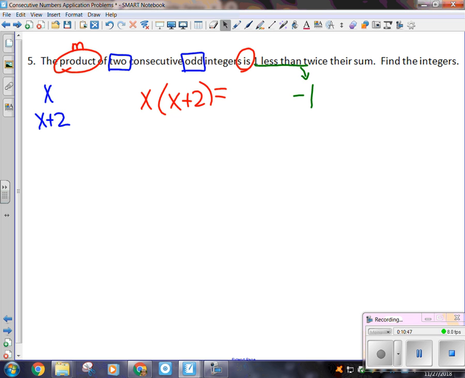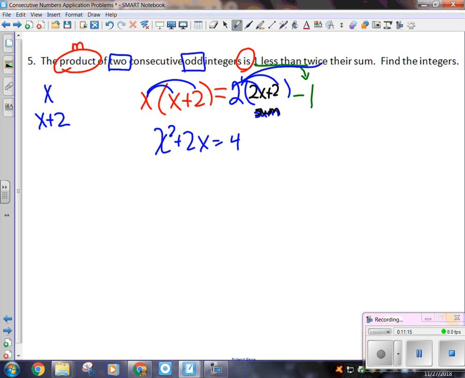Twice their sum. Twice, okay, their sum. So right here I need to sum them. Well, if I sum x and x plus 2, I believe I get 2x plus 2. That would represent the sum of the two numbers. Again, just taking it step by step, dissecting it apart, this is what I end up with. So x squared plus 2x, 4x plus 4 minus 1.